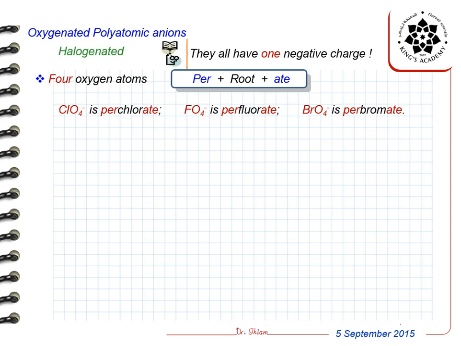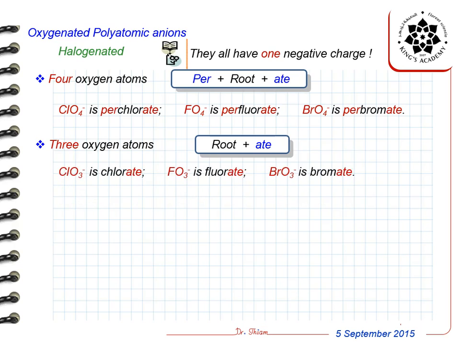All right, let's move on to the ones with 3 oxygens. Here's how we name them: root plus ate. Again, the root is the name of the halogen. So ClO3 minus is chlorate, FO3 minus is fluorate, BrO3 minus is bromate. Pretty easy stuff.